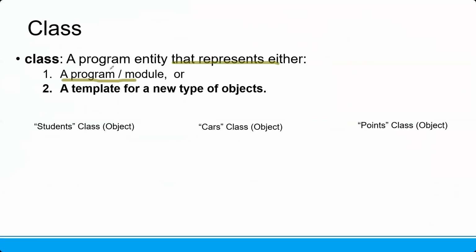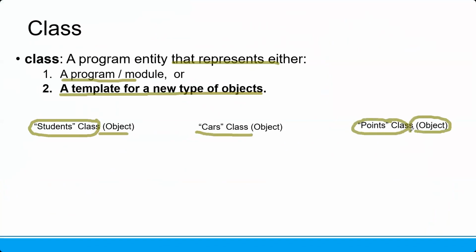So a program, when you do your team project, you will make a program. Or we can say it is a template for a new type of object. For example, I have a student class, so it means the objects will be students. If I have a cars class, then the object will be every car. If I have a point class, then the object will be a point of the cities.